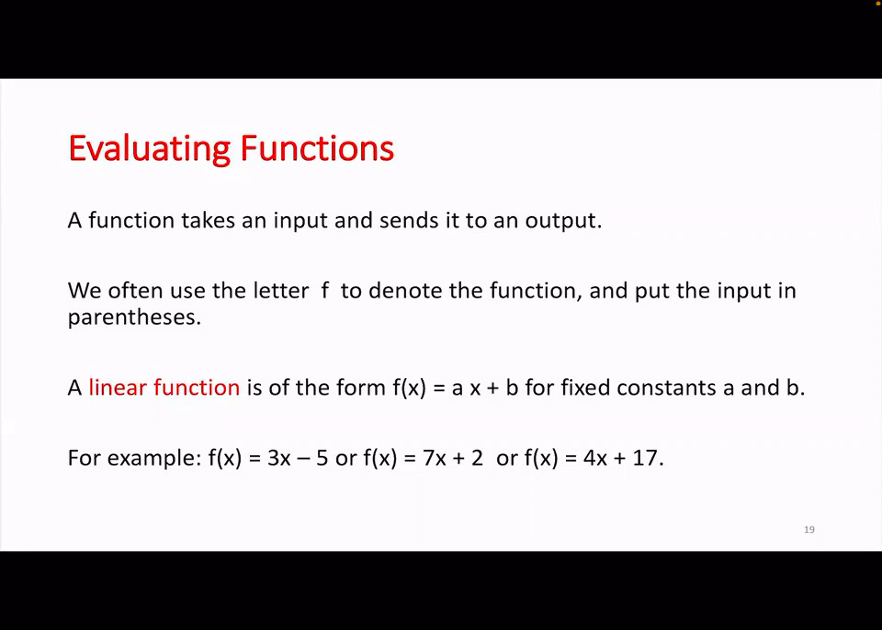So a linear function is of the form ax plus b, where a and b are fixed constants. So for example, f of x is 3x minus 5, or 7x plus 2, or 4x plus 17. Different choices of a and b give you different lines. So here a is going to be the slope, b is going to be the intercept. And so for 3x minus 5, if we increase x by 1, then y is going to increase by 3. For the second one, if we increase x by 1, y is going to increase by 7.